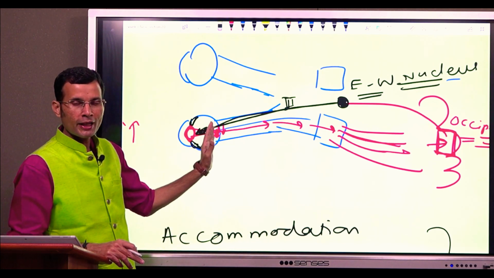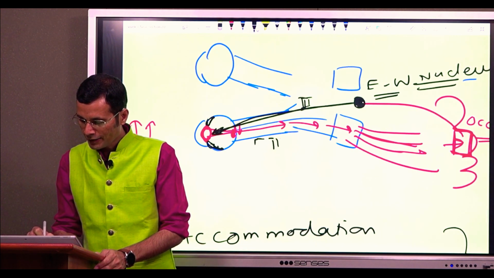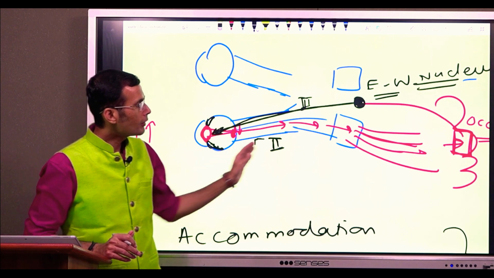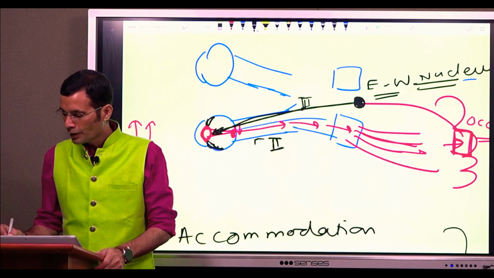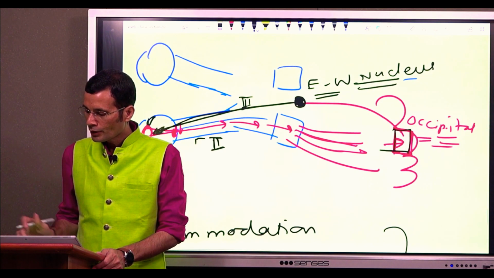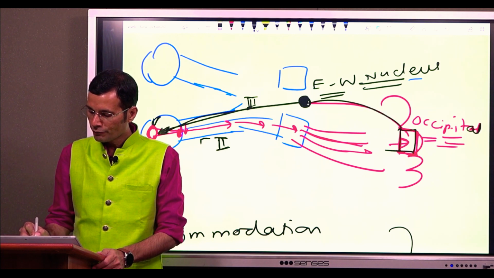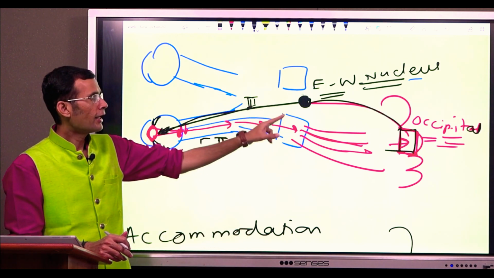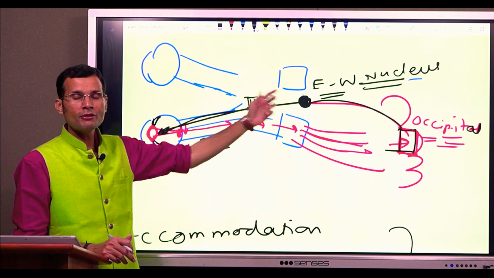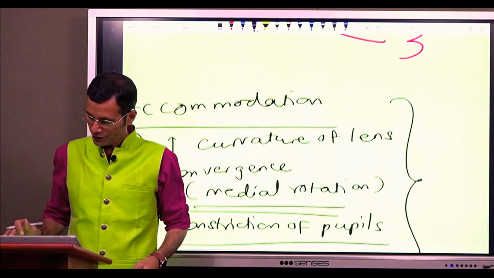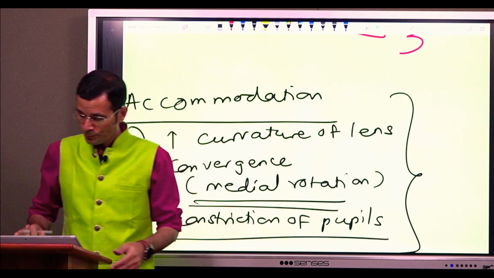Image was formed on the retina, it was a blurred image, it sent the signals via the second cranial nerve, the optic nerve. This is the lateral geniculate body, and then visual cortex in the occipital lobe. Blurred image has been perceived, so it tells the cortex, and cortex sends fiber signals to the front, to the Edinger-Westphal nucleus, and from there the third nerve comes back and causes these three changes. All three changes caused by the third cranial nerve, Edinger-Westphal nucleus.